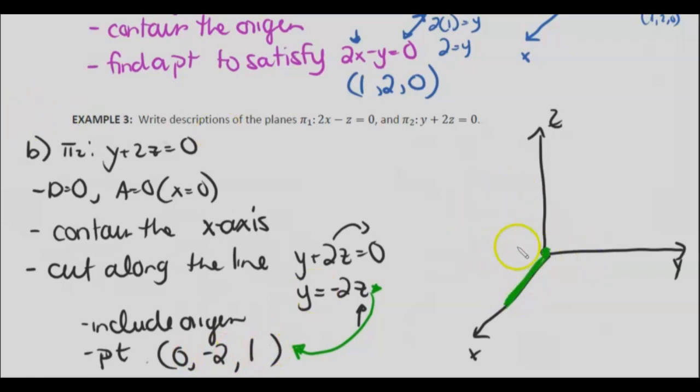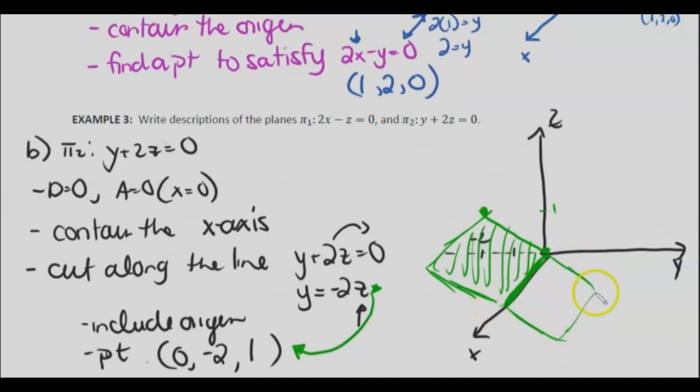So 0 in the x direction, negative 2 in the y direction. Because we're going in the negatives, we're going to go back here. That's going to be negative 2. And then we're going to go 1 in the z direction, so this is going to be 1. So this is going to be our plane like this. Remember that it's going to cut over here, and it's going to go on forever, right?